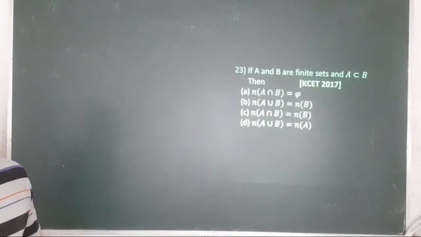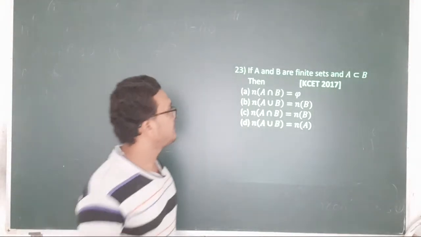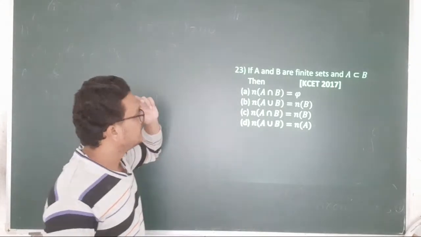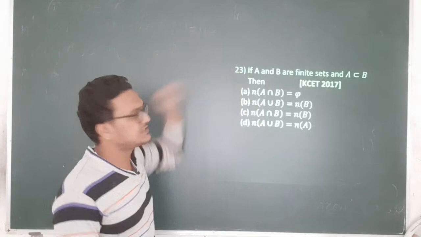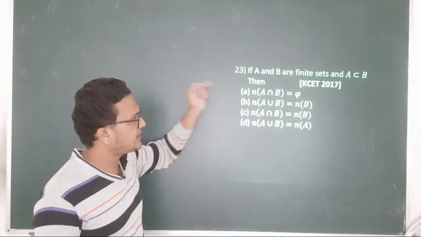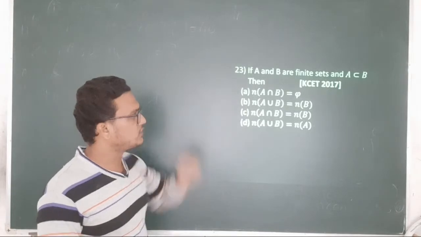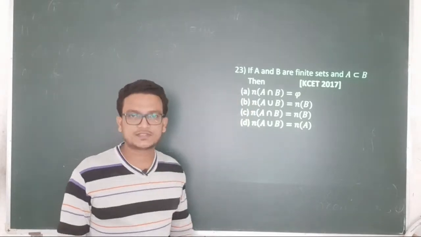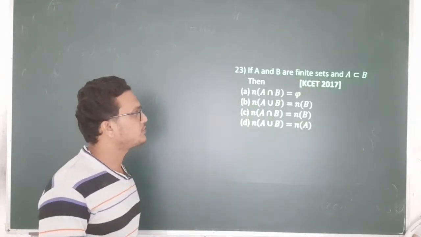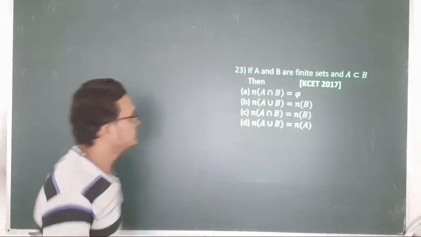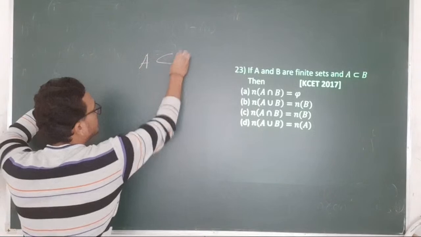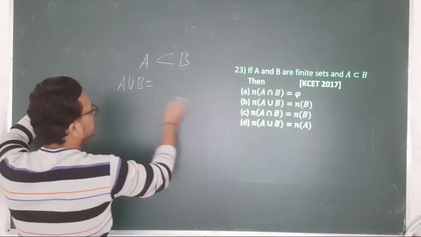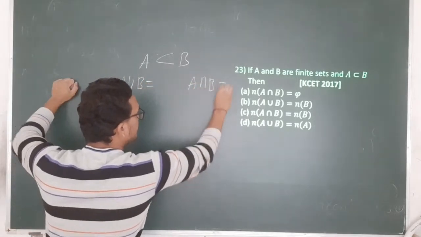Okay, see next, question number 23. This question was asked in 2017. If A and B are finite sets, and A is a subset of B, then which option among these is going to be correct? So let us write this. Here A is a subset of B. Let me now write A union B and A intersection B.